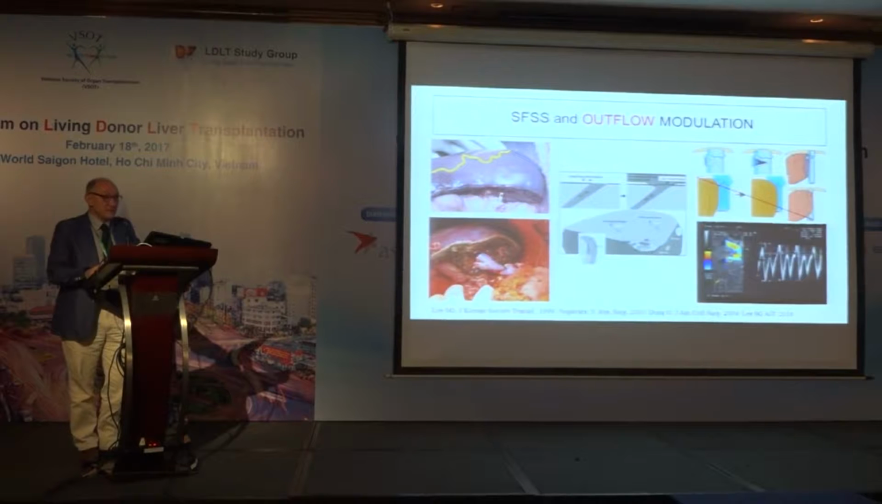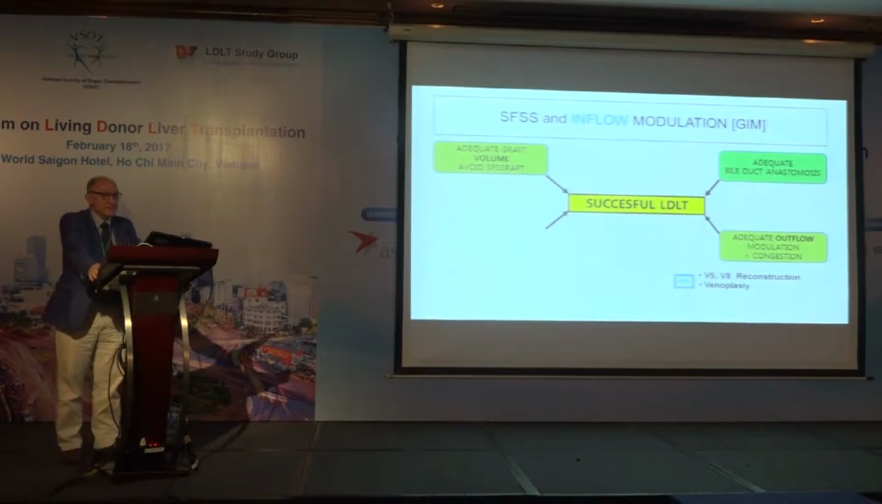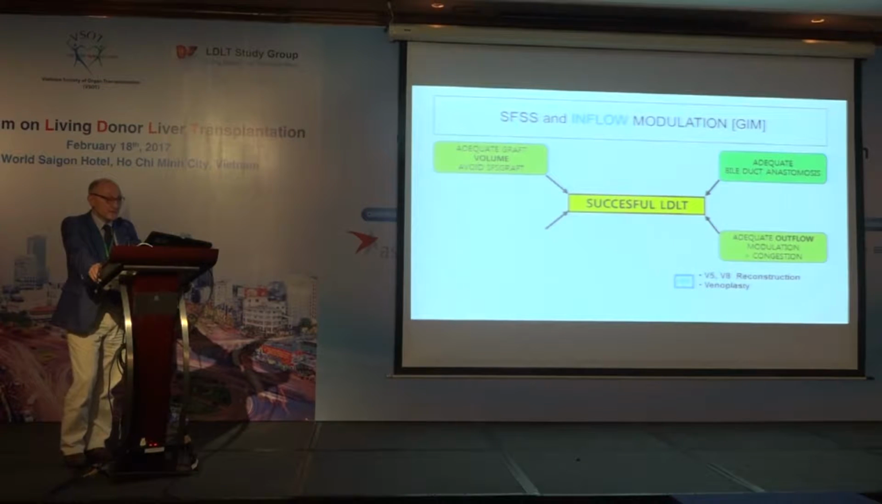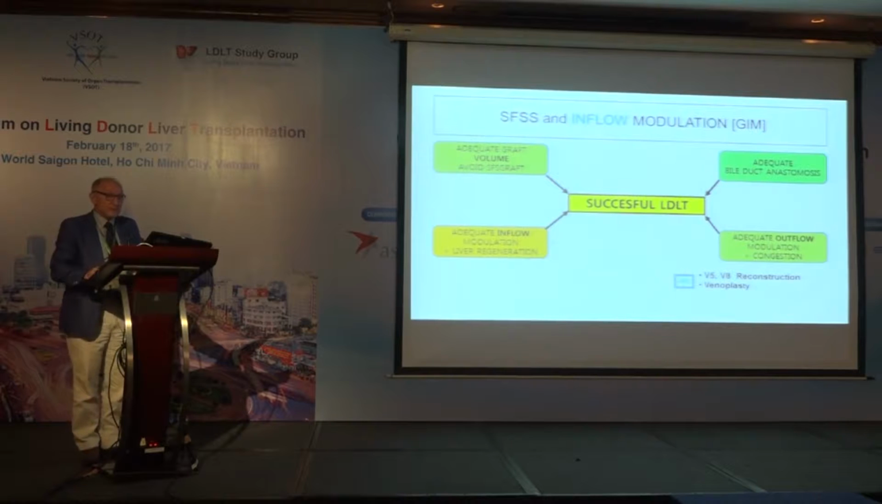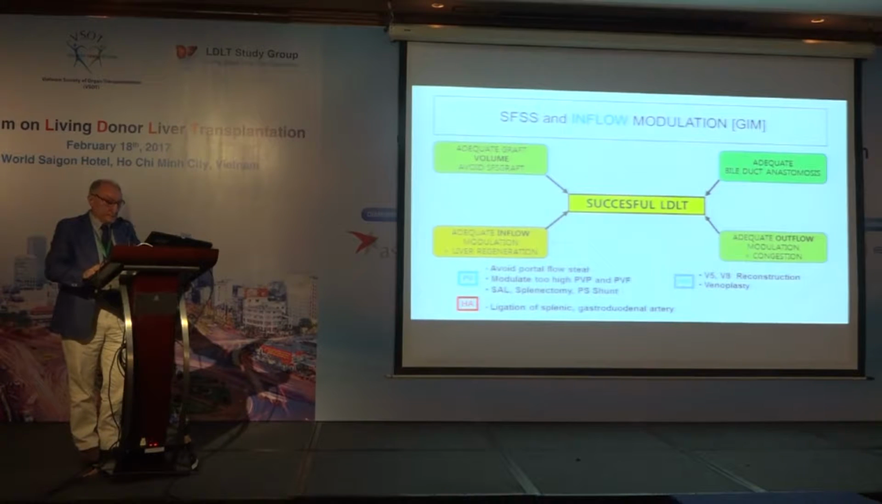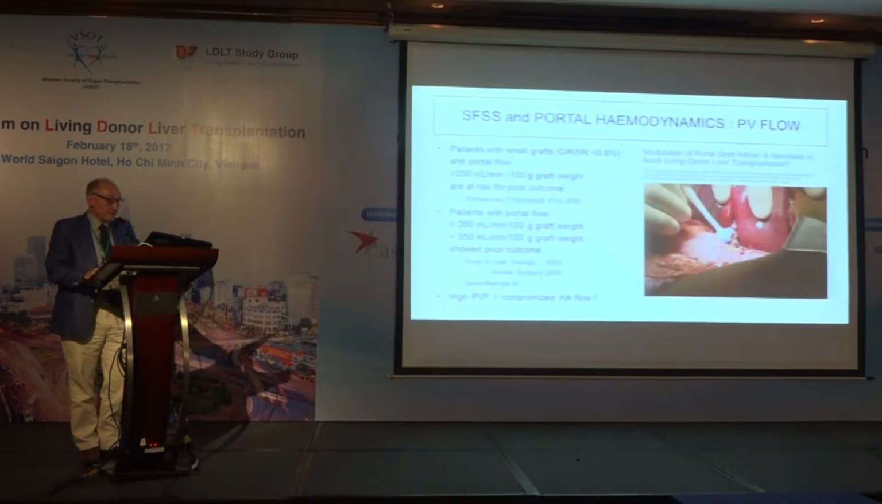I think it's a little bit a Bible for me of living donor liver transplantation. So this is a slide I took over, of course, from the article from Lee. If we want to avoid small-for-size syndrome, we must have an adequate graft volume, we must have an adequate outflow, but we should not forget also the inflow, and the inflow becomes even more important if we go to a left liver grafting. We must look at the hemodynamics of the portal vein, and we must also look then at the hemodynamics of the hepatic artery.